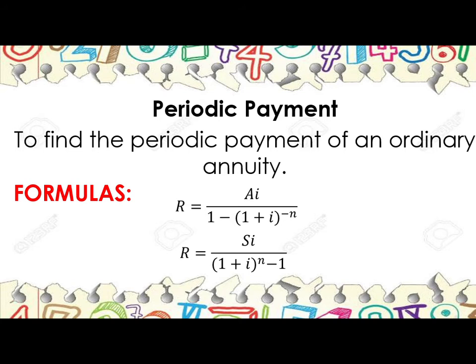For these formulas, as you can see here, the expression in the denominator is just inverted. This is for the present value and this is for the amount of an ordinary annuity. So since you know now the formulas, let's have an example.